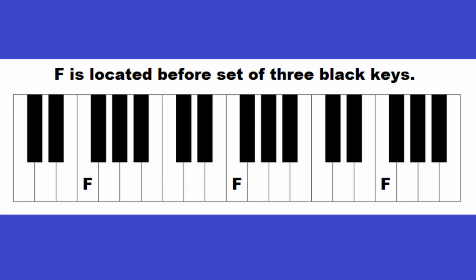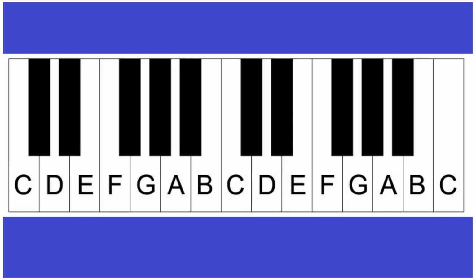Location of F. F is located before a set of 3 black keys. Every key before a set of 3 black keys on your piano keyboard plays the note F. Now that you've found F, it's easy to label the other white keys. Simply move in alphabetical order to G, A, B, C, D, E, and back to F.